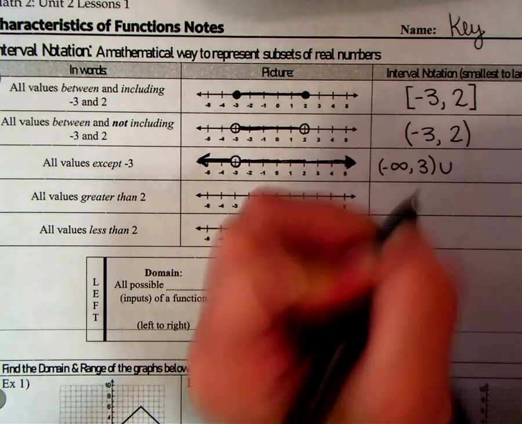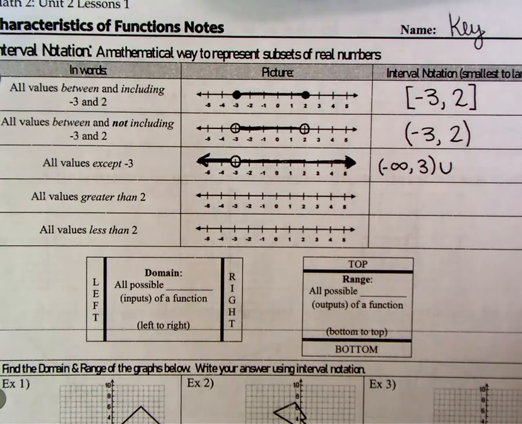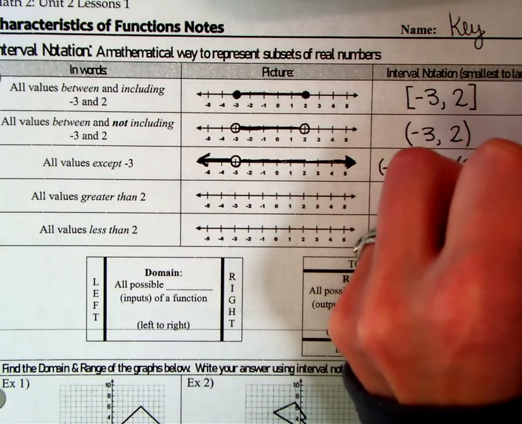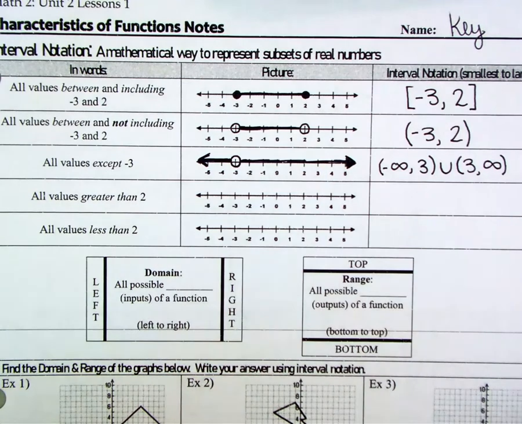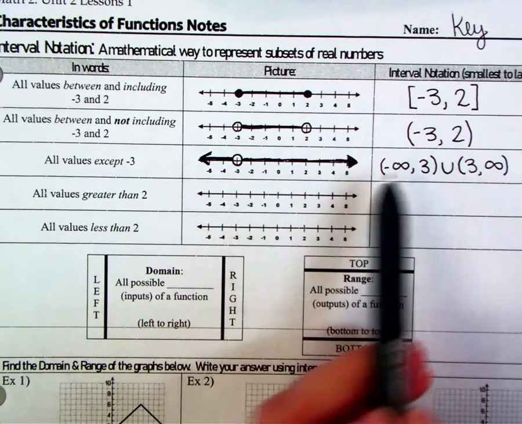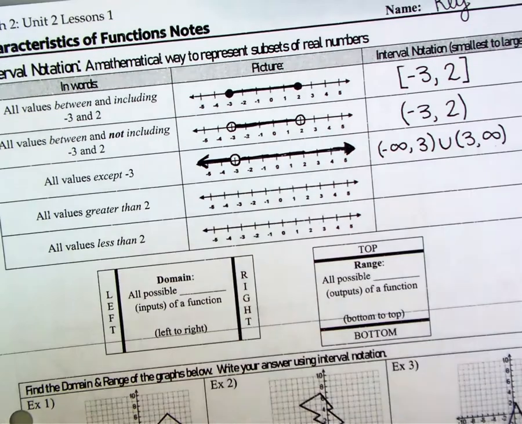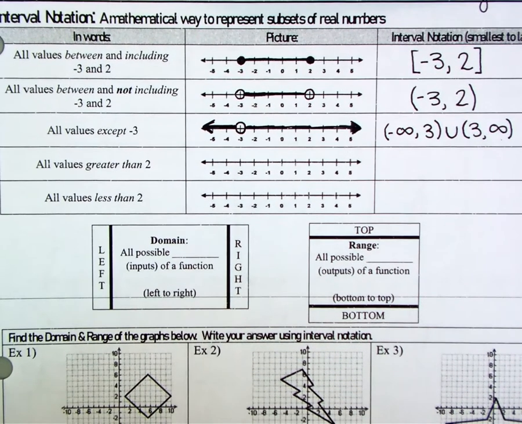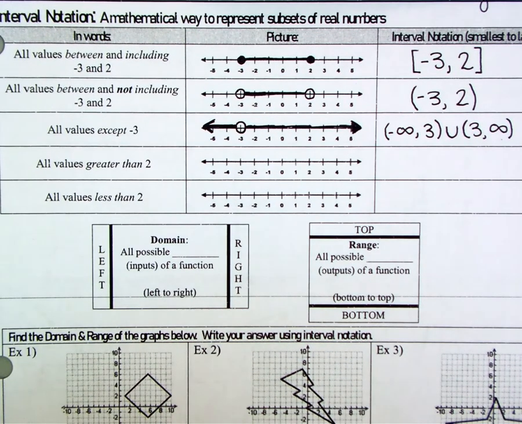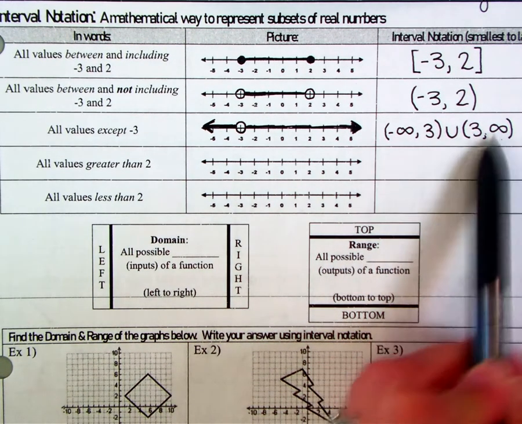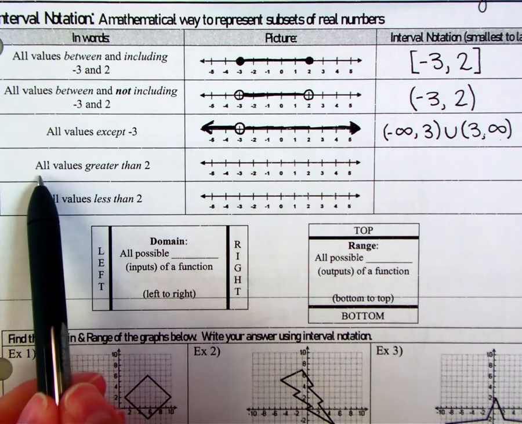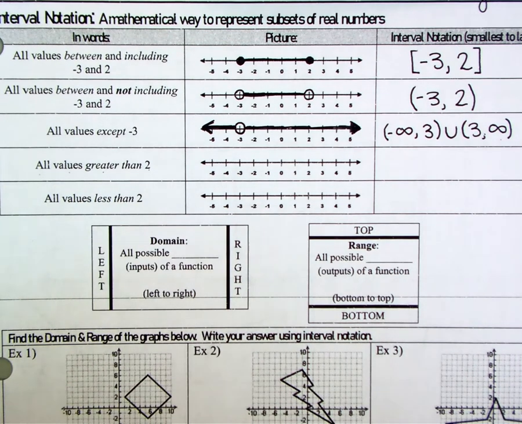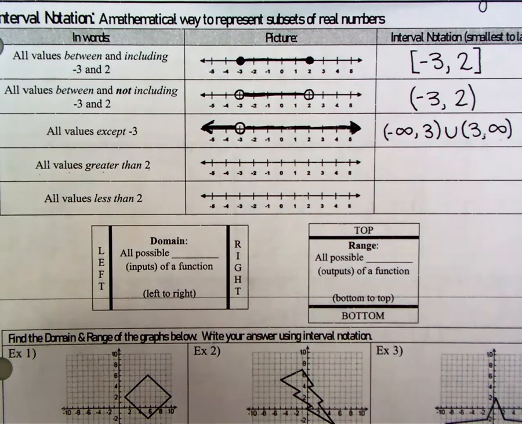And we use this little symbol, it's called a union. It means it could be in this set or this other set. And so then we have all values greater than 3 until positive infinity. We use parentheses at the infinities because technically speaking, we can never actually reach infinity. So we've got two pieces, it's all numbers except for 3. Then we've got all values greater than 2. Would that include 2? No, probably not.